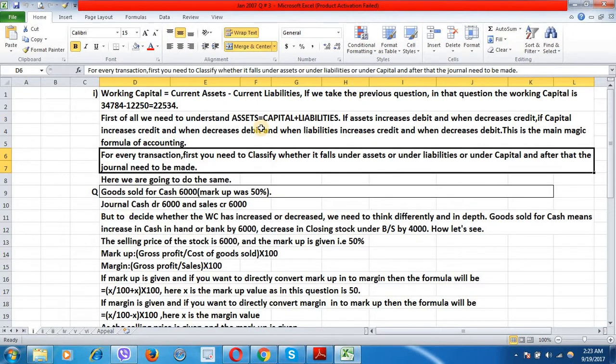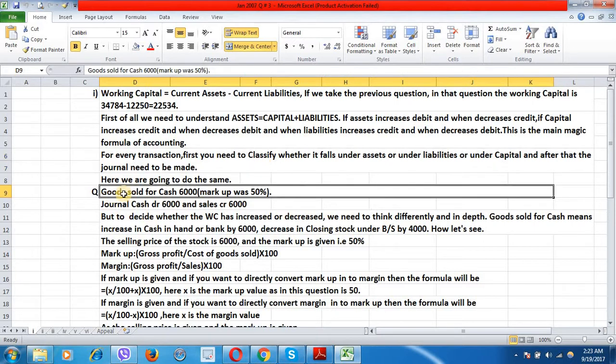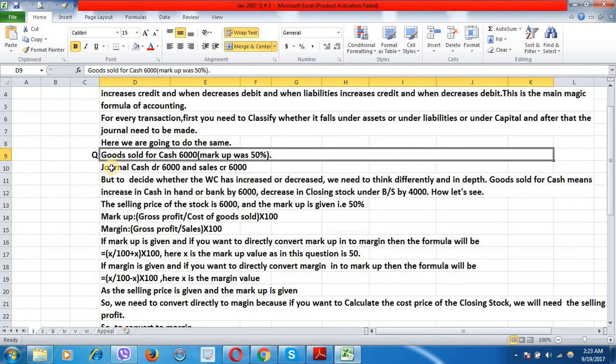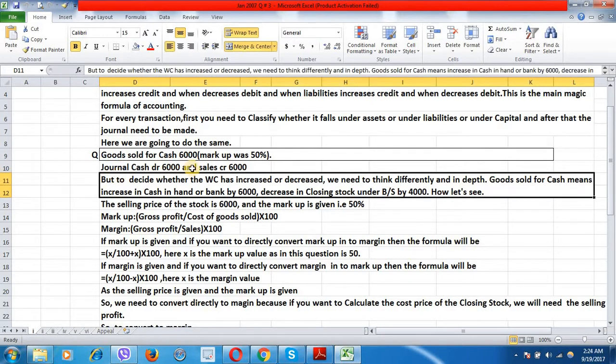For every transaction, first you need to classify whether it falls under assets or under liabilities or under capital, and after that the journal needs to be made. Here we are going to do the same. The question: goods sold for cash 6,000, markup was 50% as said in the question. The journal for this transaction will be cash debit 6,000 and sales credit 6,000.